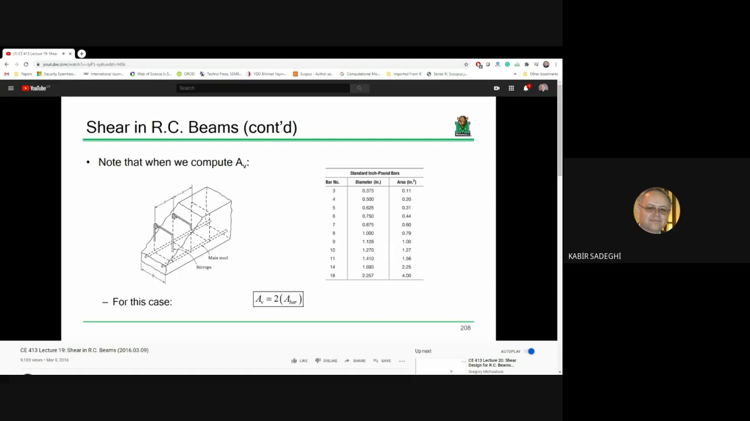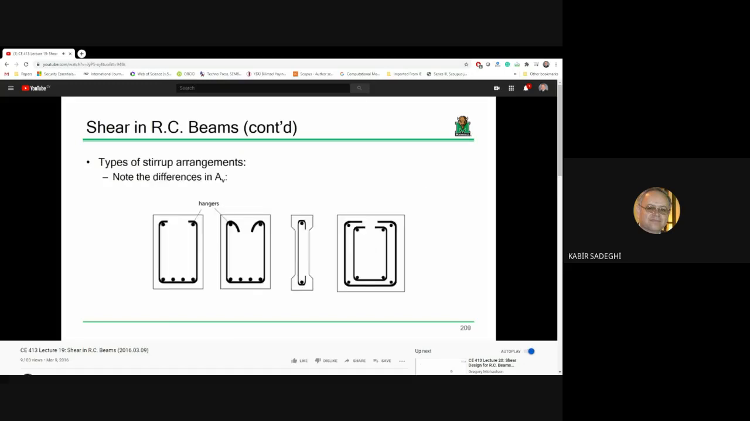If I look up, let's say they're number three stirrups, a very common stirrup size. If I look up a number three stirrup, the area of the number three is 0.11. My Av, however, would be 0.22. Does that make sense? And that's going to change depending upon your stirrup layout.